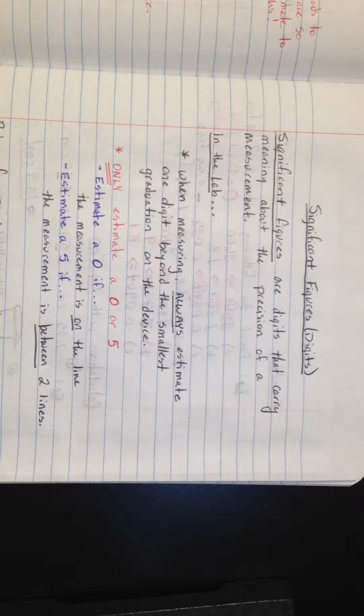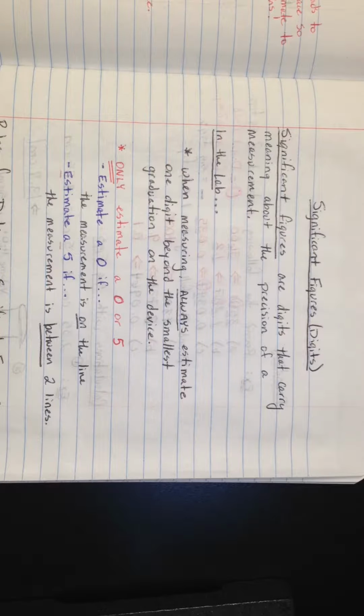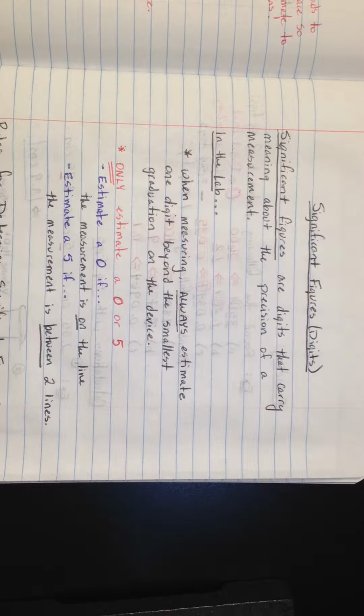And this is because even though the device might measure to the nearest tenth of a centimeter, we can differentiate between the measurement actually being on one of those lines or being in between the lines. So we can actually be more precise than the smallest graduation on the device. However, in this class, we're going to limit ourselves to only estimating a 0 or a 5 for our estimated digit. We're going to estimate a 0 if the measurement is on the line of the graduation, and we're going to estimate a 5 if the measurement is between two lines.